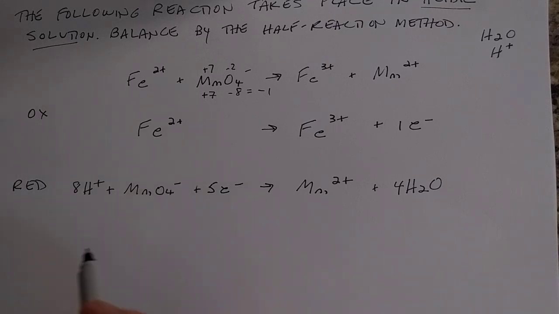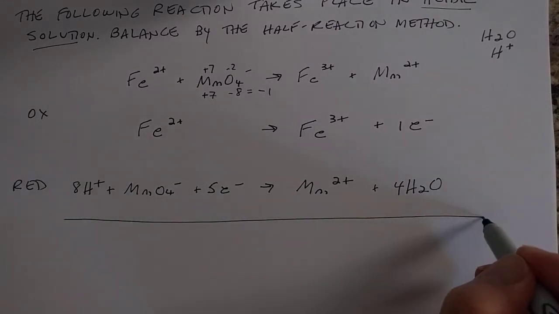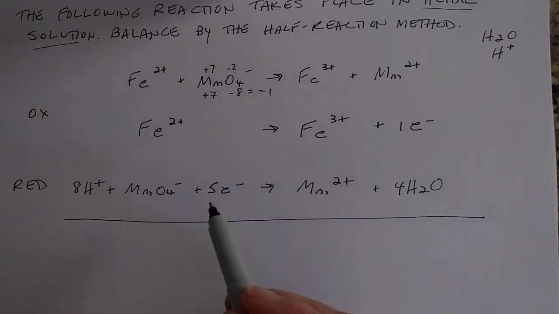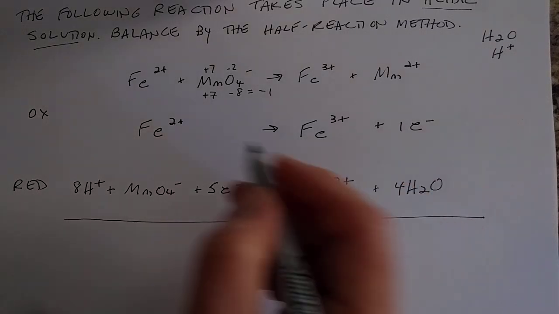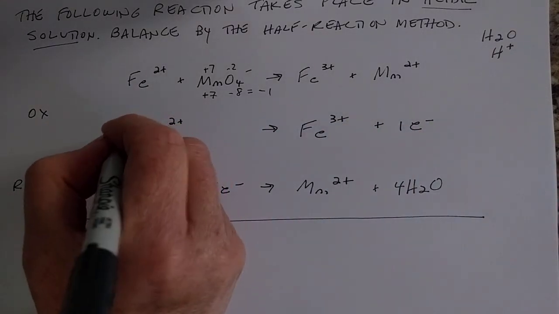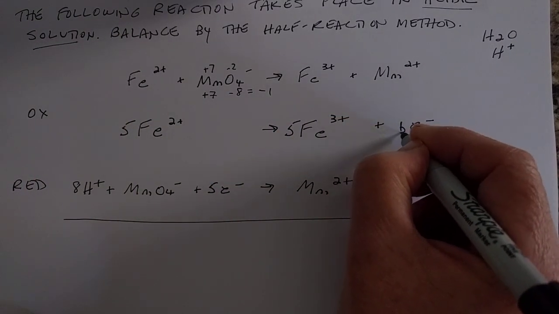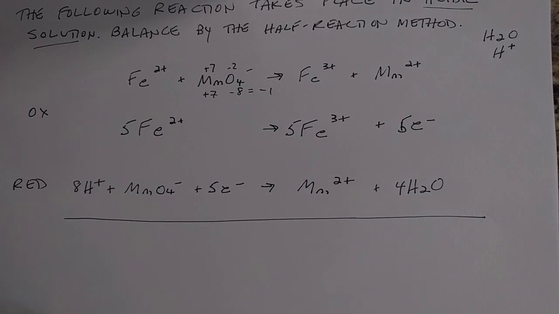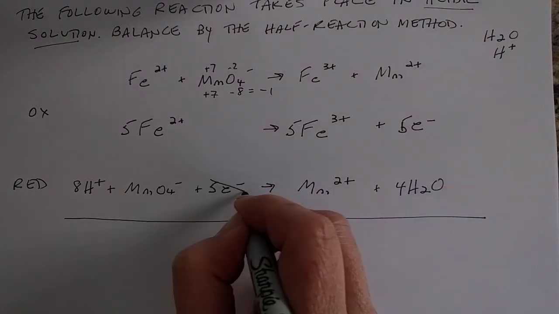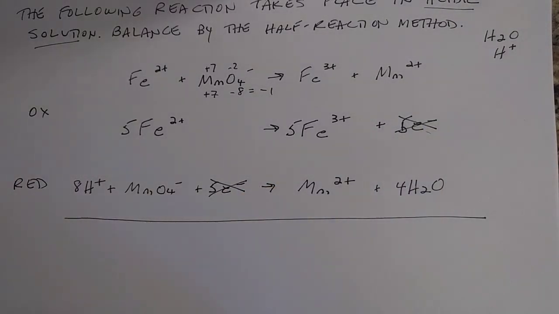So we want to add up our reactions, and we have to have the same number of electrons so that we can cancel them out. So we need 5 electrons, so we have to multiply all of our coefficients by 5. So we have 5, 5, and change that to a 5. Now the 5 electrons cancel out, and we can write our final equation.